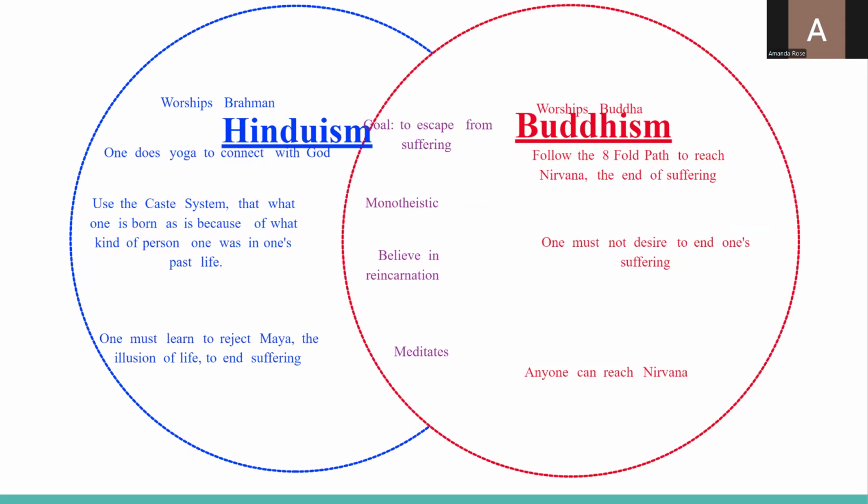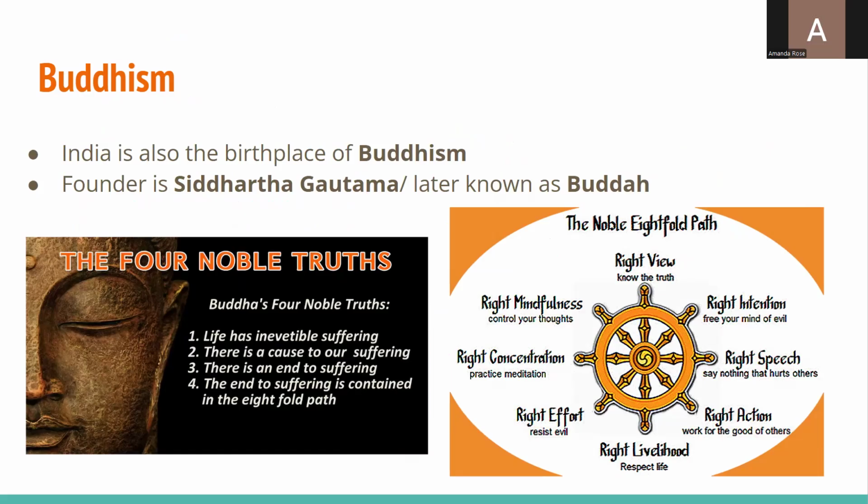So you'll see that there are some overlaps in Hinduism and Buddhism. You can come back to this slide post-Buddhism if you want to see even more, but let's explain Buddhism and then we can come back to how they compare. So India was also the birthplace of Buddhism. The founder of this religion was Siddhartha Gautama. Later, we would know him as Buddha, or aka the Enlightened One, is what Buddha means, the Enlightened One.